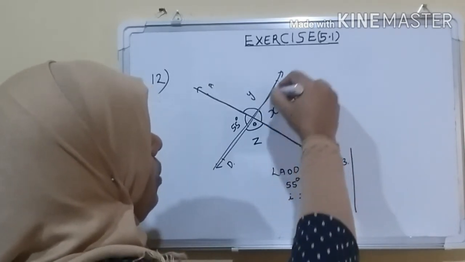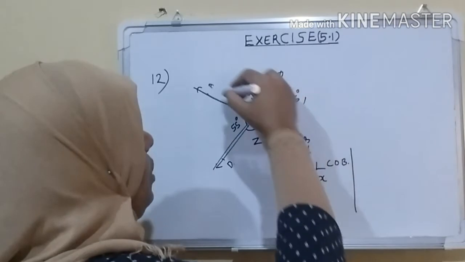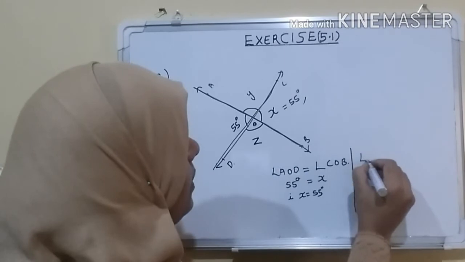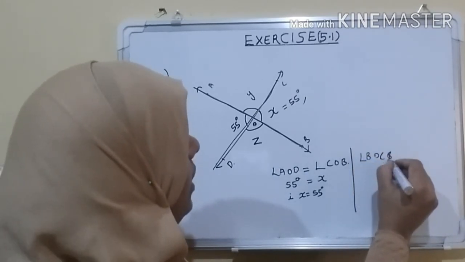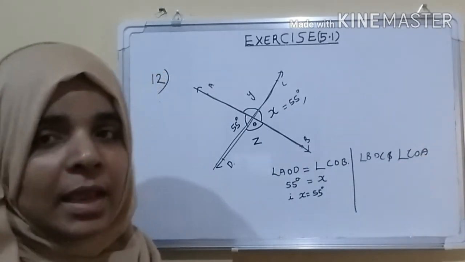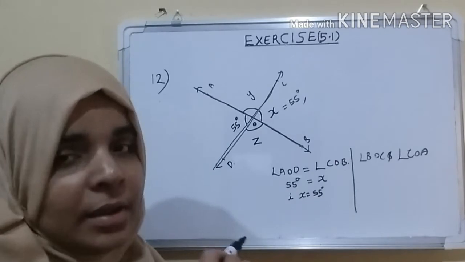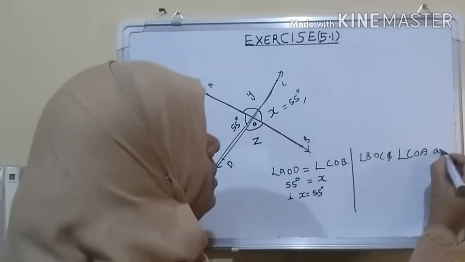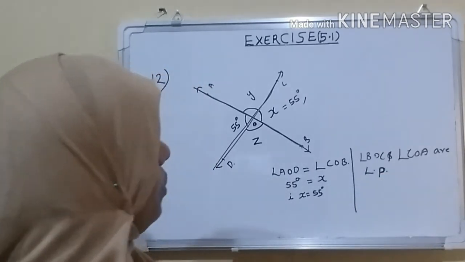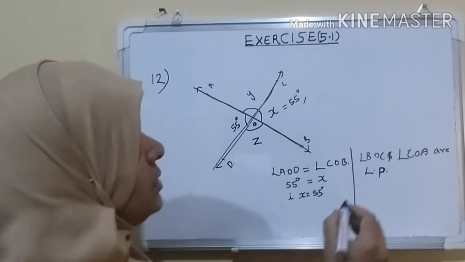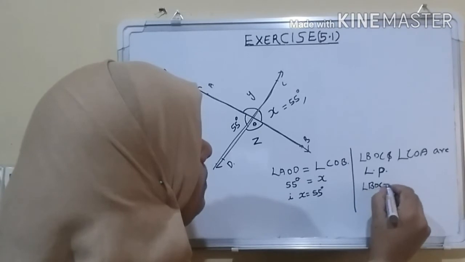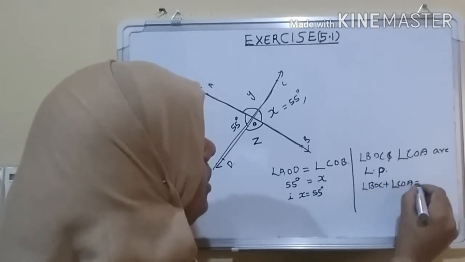Consider this line AB. Angle BOC and angle COA are a linear pair, right? Why? Because they are lying on this line AB. They are a linear pair, so their sum is always 180 degrees. So angle BOC plus angle COA equals 180.